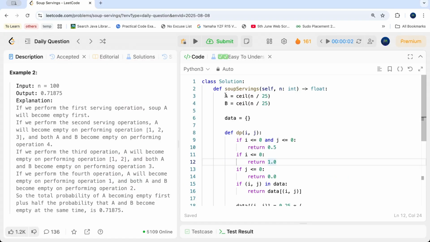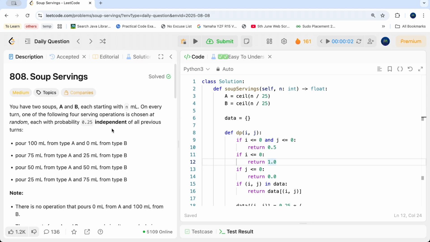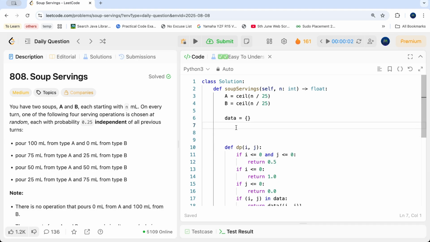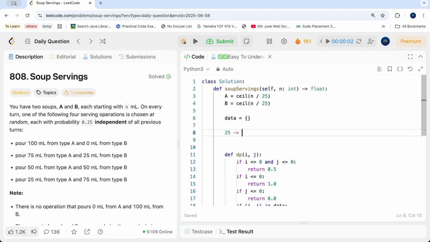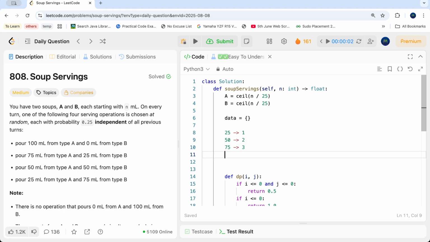See, first of all, we have four operations, and the operations are reducing either 100 or 0, or 75 or 25, or 50 or 50, or 25 or 75 capacities, right? So you can see that the capacities which are getting reduced are multiples of 25. Let us assume that 25 is equal to 1 unit, 50 is equal to 2 units, 75 is equal to 3 units, 100 will be equal to 4 units.